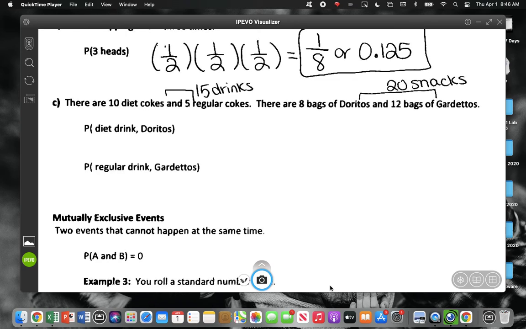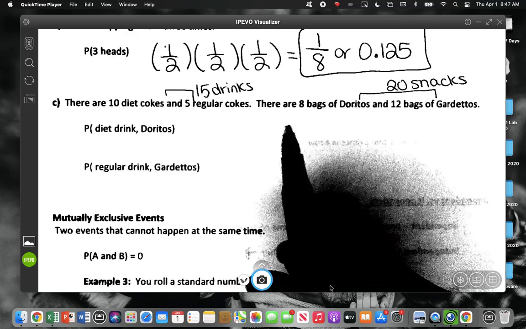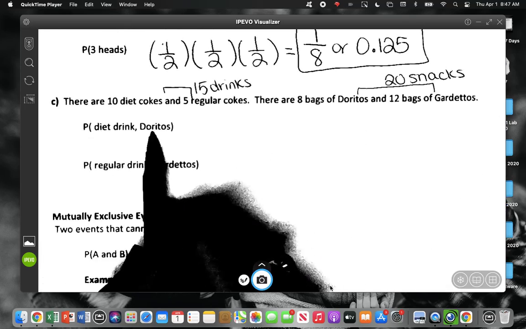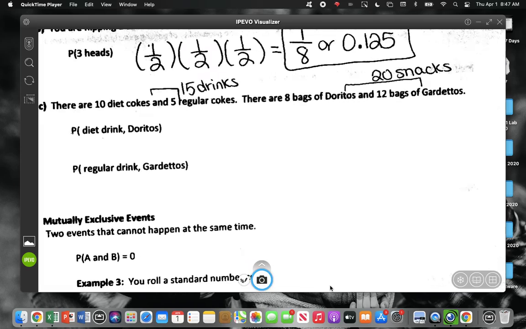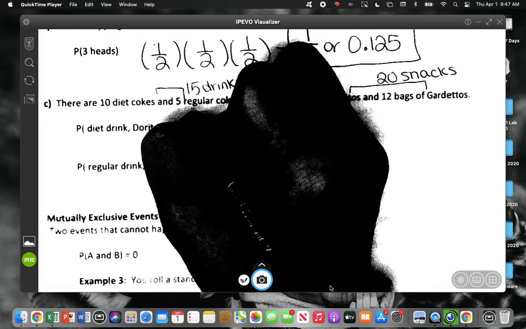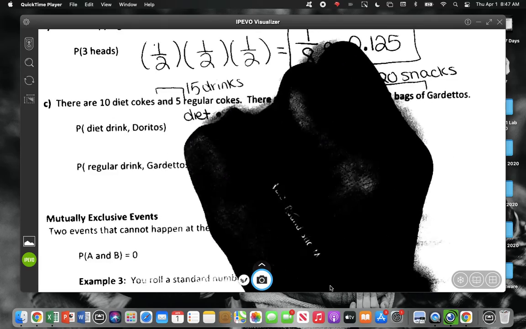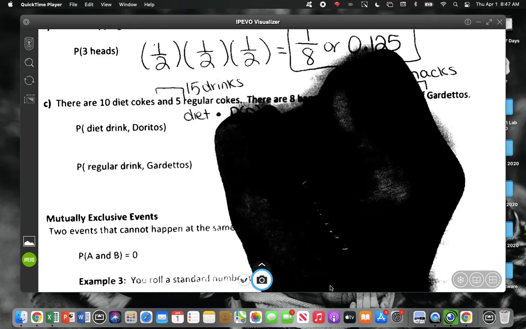So if we look at this, we are picking 2 things. We are picking a drink and we're picking a snack. So we do the probability of each one. So the first thing we need to do is figure out the probability. If I wanted to get a diet drink and a Doritos, what's the probability of that happening? So we are going to find the probability of a diet drink, and we're going to multiply it to the probability of getting the Doritos.